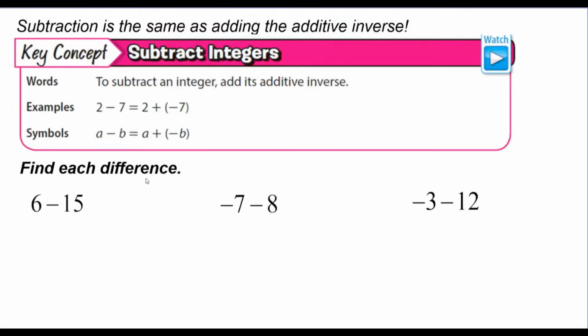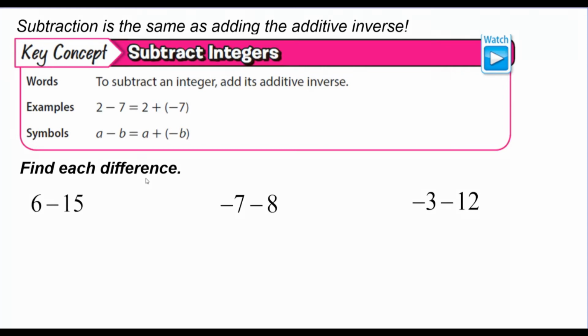It's kind of cool. So here is the conclusion. Subtraction is the same as adding the additive inverse, or adding the opposite. So instead of subtracting a number, we can actually add its opposite and get the same result. We don't always have to do that, but it's nice to know that we can do that to help us with some more difficult problems, because when negatives are involved, things can get kind of confusing and difficult. So we're going to find each difference of these numbers.